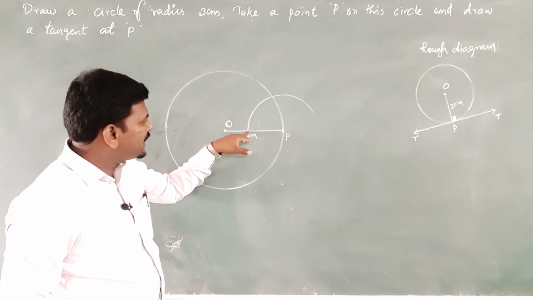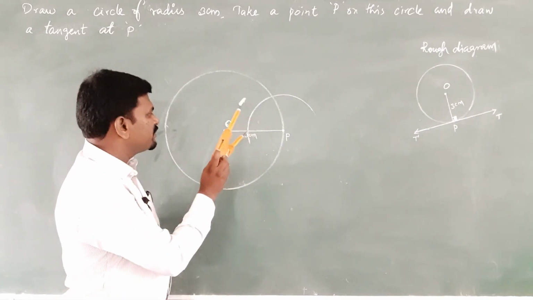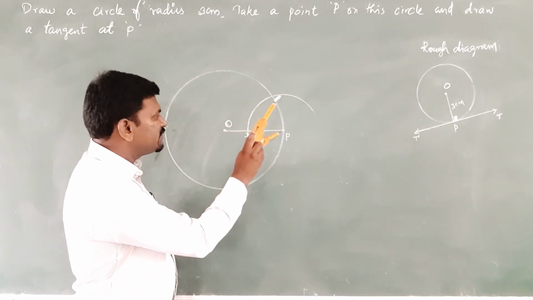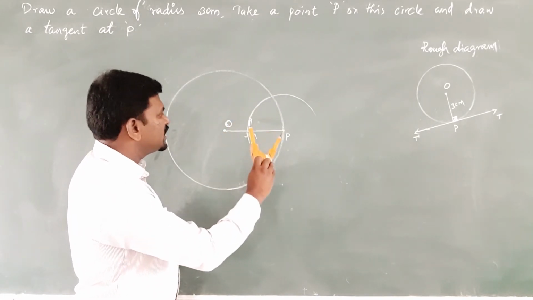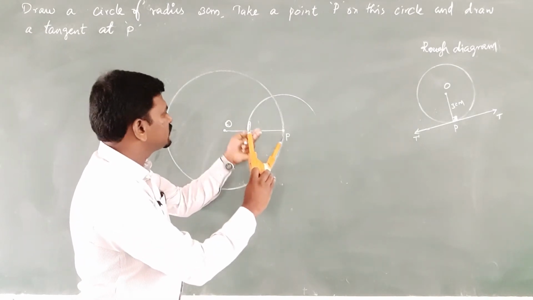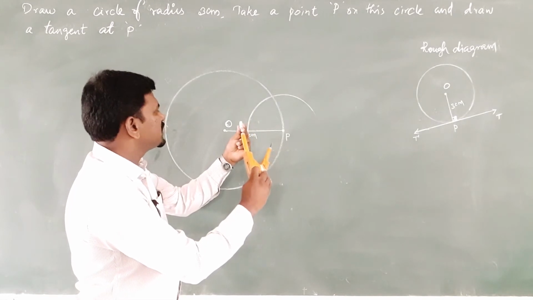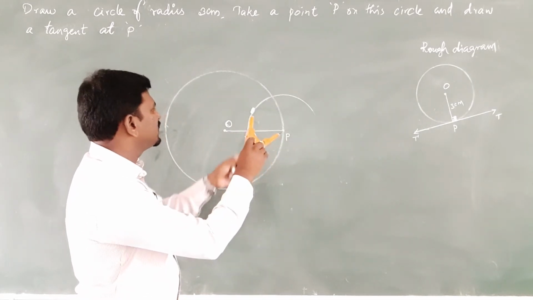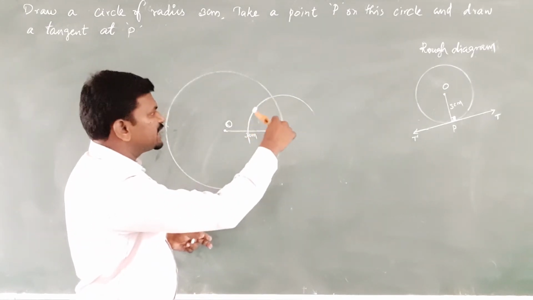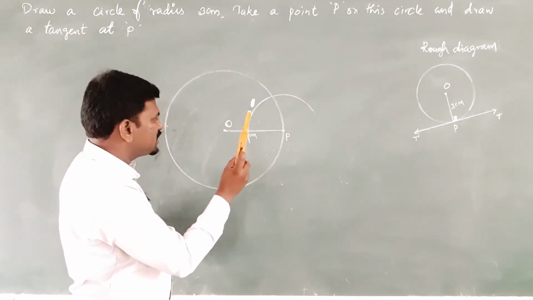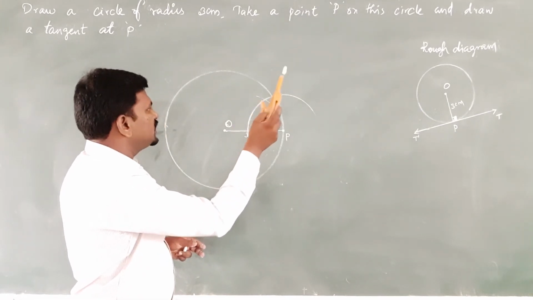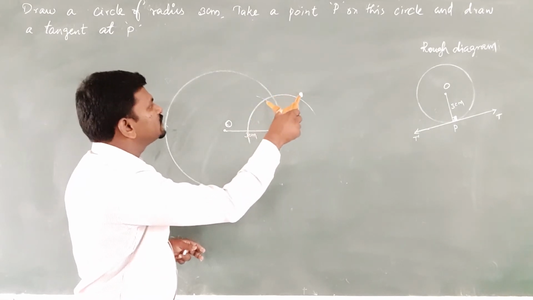Then from this intersecting point, with the same measurement, இங்க என்ன அளவு எடுத்தோமோ, so here the measurement what we have taken here, with the same measurement, இந்த அளவோட இங்க என்ன ஆர்க் கட் பண்ணிருக்கோமோ, with the same measurement I am cutting 2 arcs here, 1 and 2.